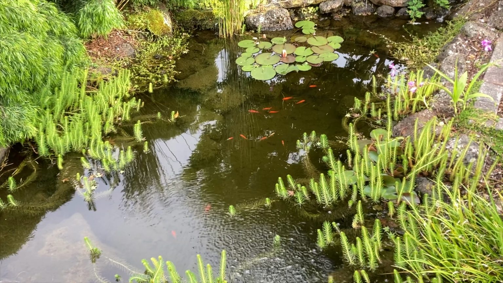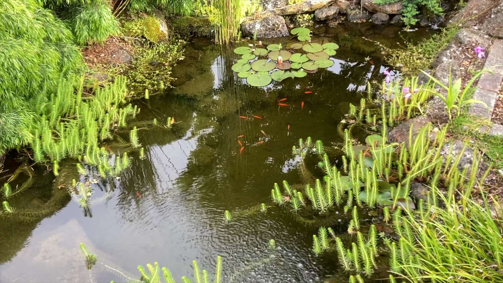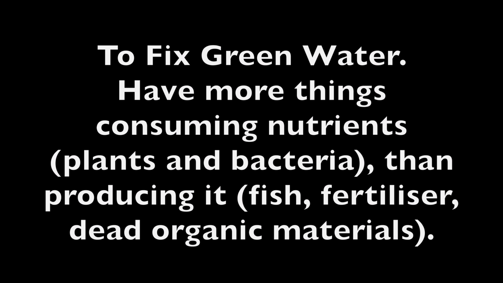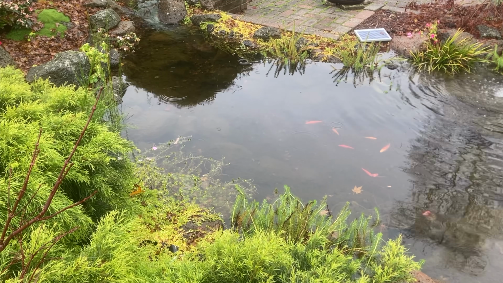Then I can adjust the size of my filters, reduce the amount of fish, or how much I'm feeding them, and the water will clear up. So that's how you fix or eliminate green water. More things consuming nutrients than producing it. Easy peasy. Now brown tinted water.